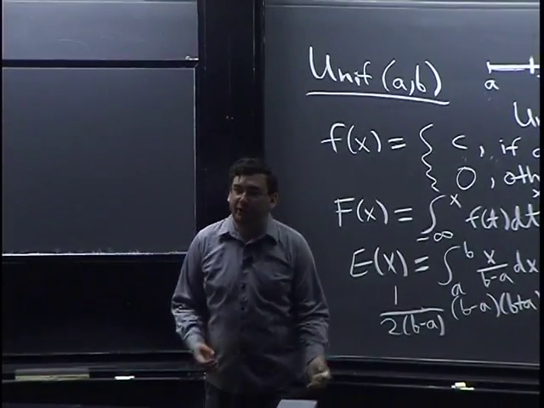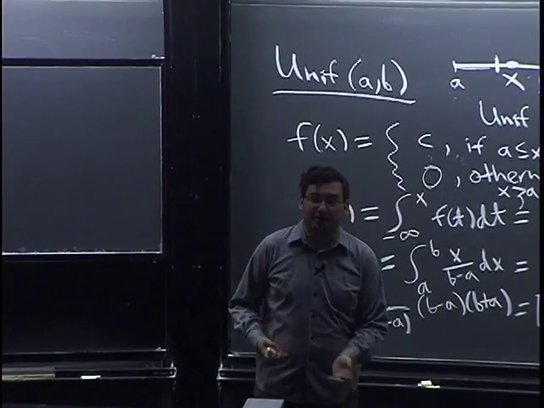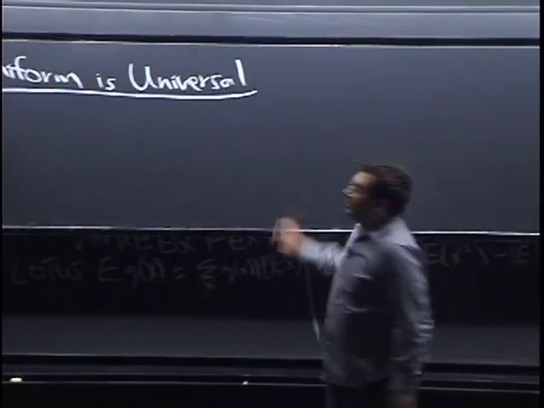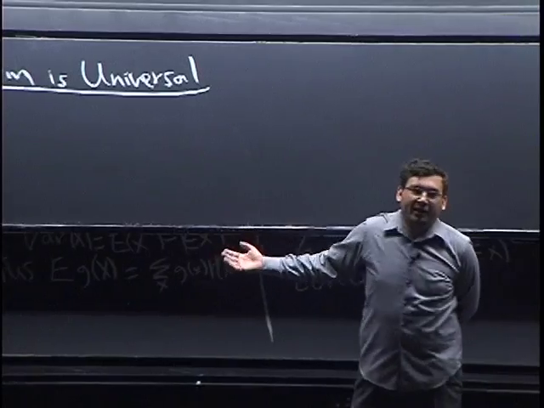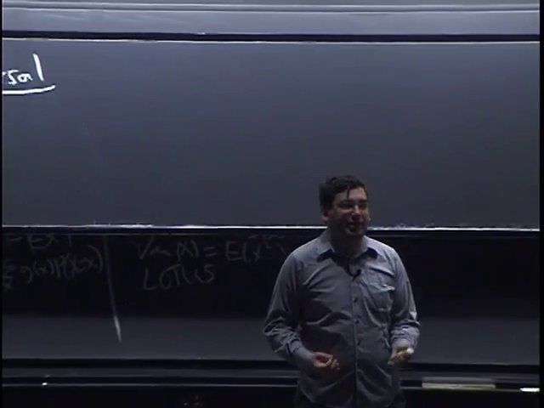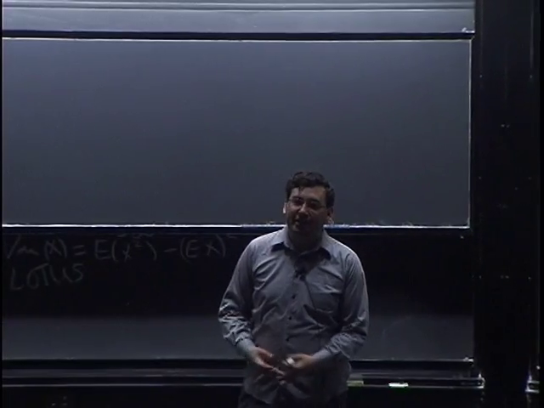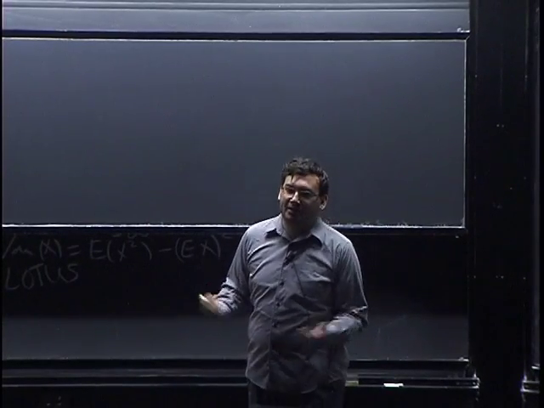Universality of the uniform means that given a uniform, you can create any distribution that you want. So that's kind of theoretically nice in that it unifies concepts and says this thing that seems very, very simple, just one uniform, you can actually use it to generate something that's as complicated as you want.